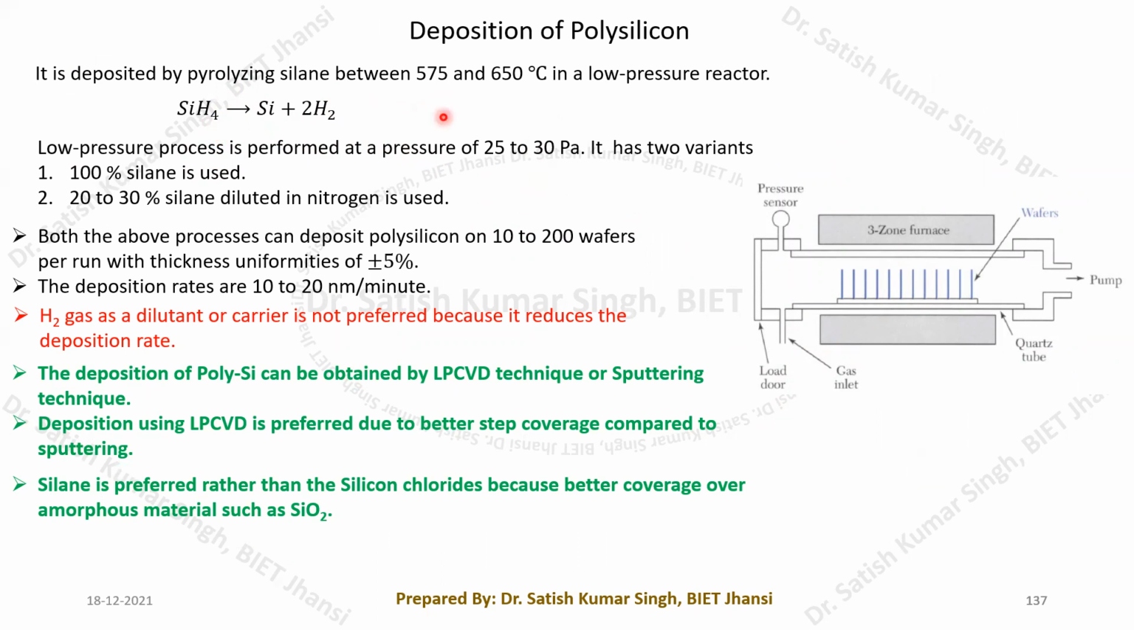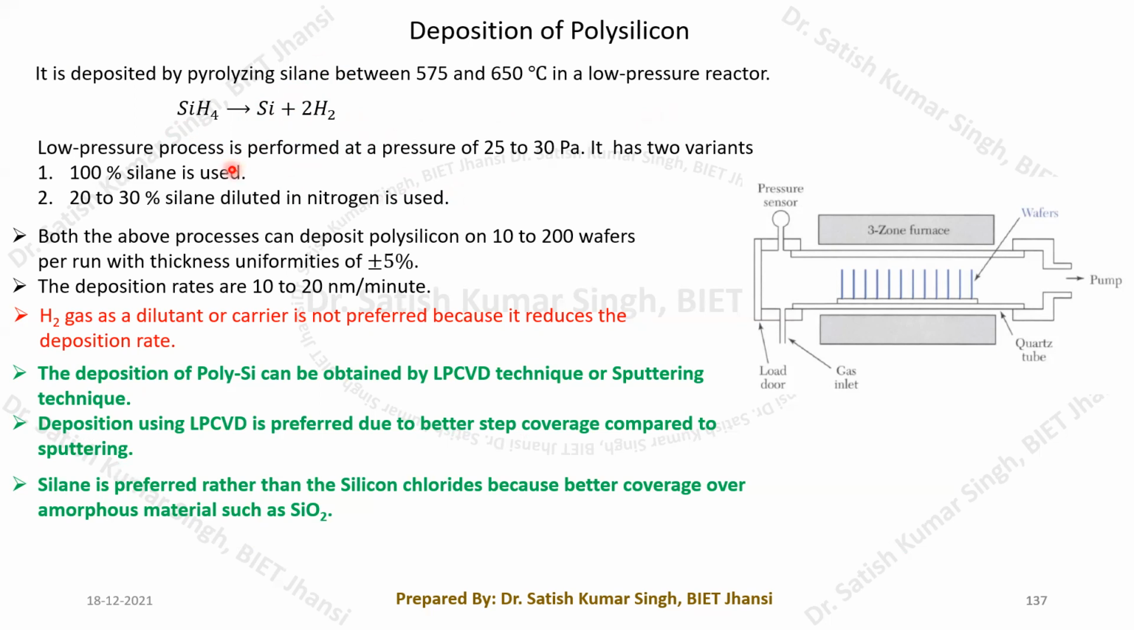The silane gas is decomposed at a temperature of 575 to 650 degrees centigrade in a low pressure reactor. If you decompose it at this temperature and low pressure, it decomposes and liberates hydrogen gas. In that case, a silicon layer is deposited, which is nothing but polysilicon.